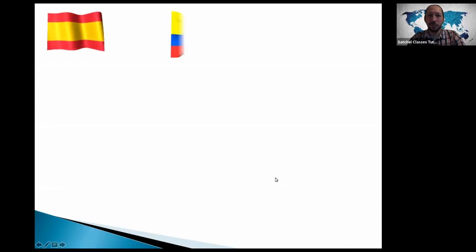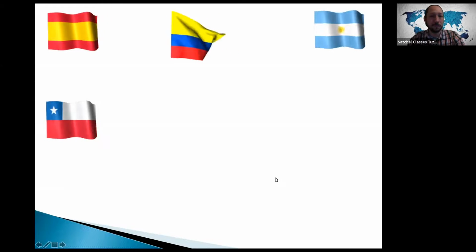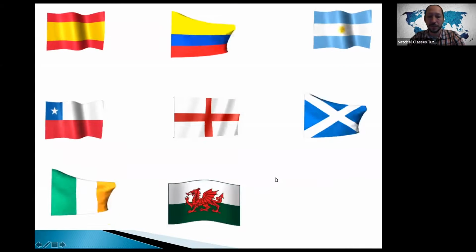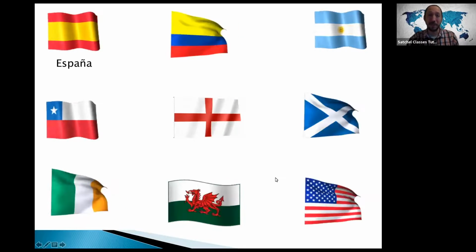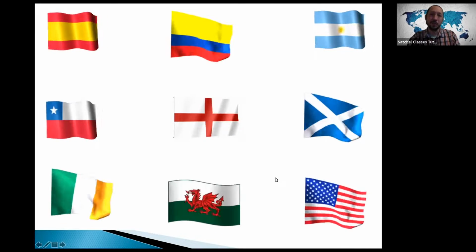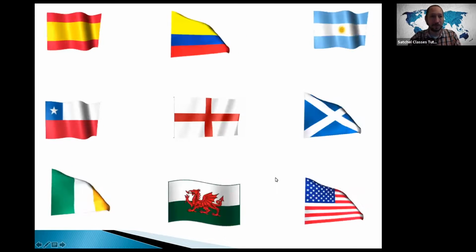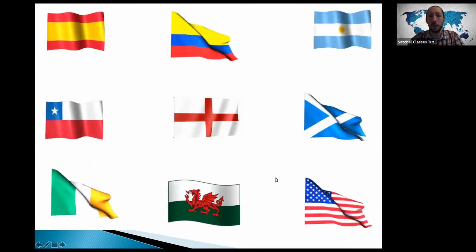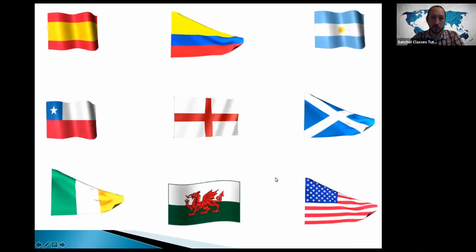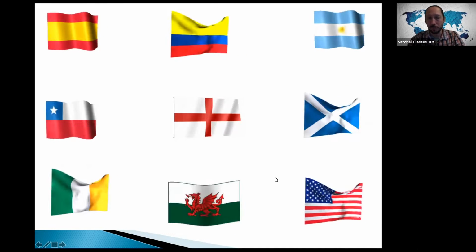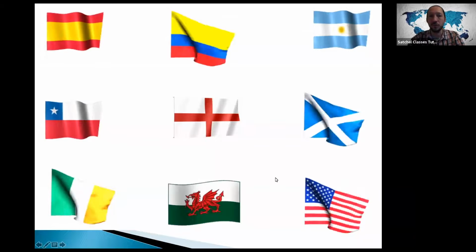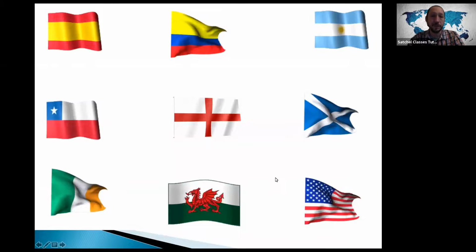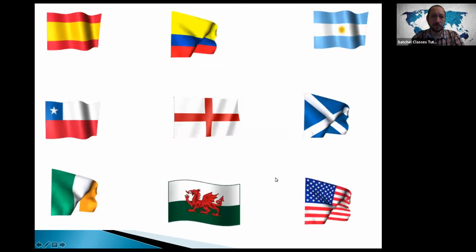So let's look at some of these countries. I have some flags here that I'm going to be using as examples for today's lesson. But remember that we have plenty of countries in the world. You know, we have more than 170 countries if I'm not wrong. And of course, every single country will have a nationality. So of course, we're not going to learn all of them. We're going to learn the ones that we can use during an exam or that we might come across during a reading test.